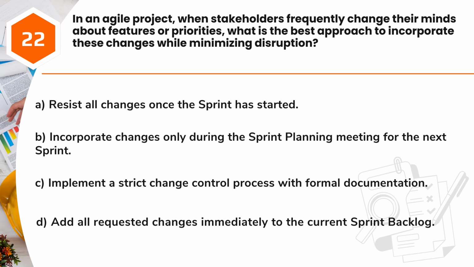Question 22. In an agile project, when stakeholders frequently change their minds about features or priorities, what is the best approach to incorporate these changes while minimizing disruption? A. Resist all changes once the sprint has started. B. Incorporate changes only during the sprint planning meeting for the next sprint. C. Implement a strict change control process with formal documentation. D. Add all requested changes immediately to the current sprint backlog.